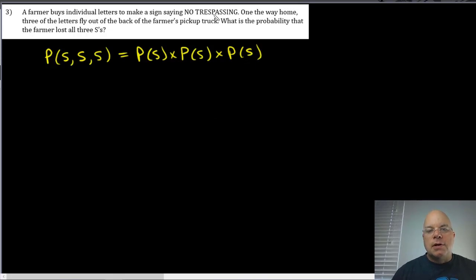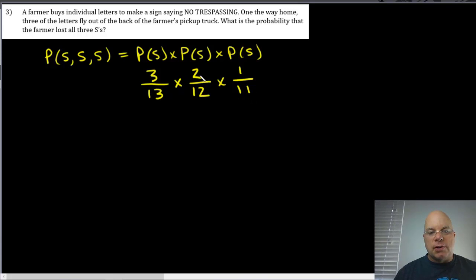For the first S, the favorable outcomes would be 3 because there are 3 S's in the truck out of a total of how many letters? 1, 2, 3, 4, 5, 6, 7, 8, 9, 10, 11, 12, 13. So 3/13ths probability for the first S to fly out of the truck. The probability that the second S will fly out of the truck is now 2 because there's only 2 S's remaining, and there are actually only 12 letters remaining now also because that S was one of the letters that's no longer in the truck. The third probability will be 1/11th for the same reason. There's only 1 remaining S, and there are now only 11 letters left in the truck.